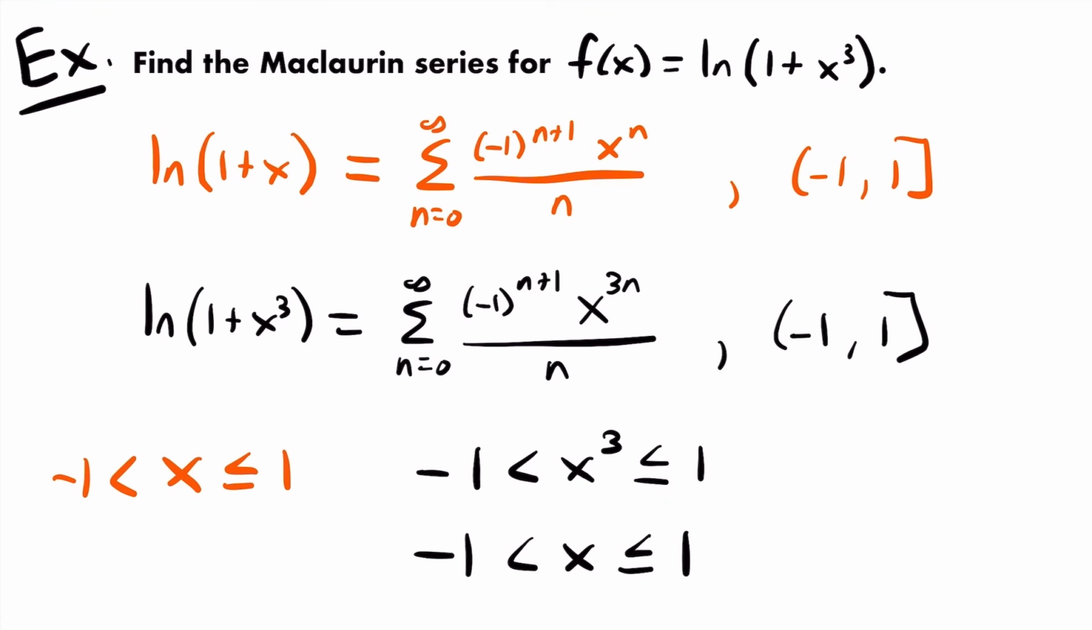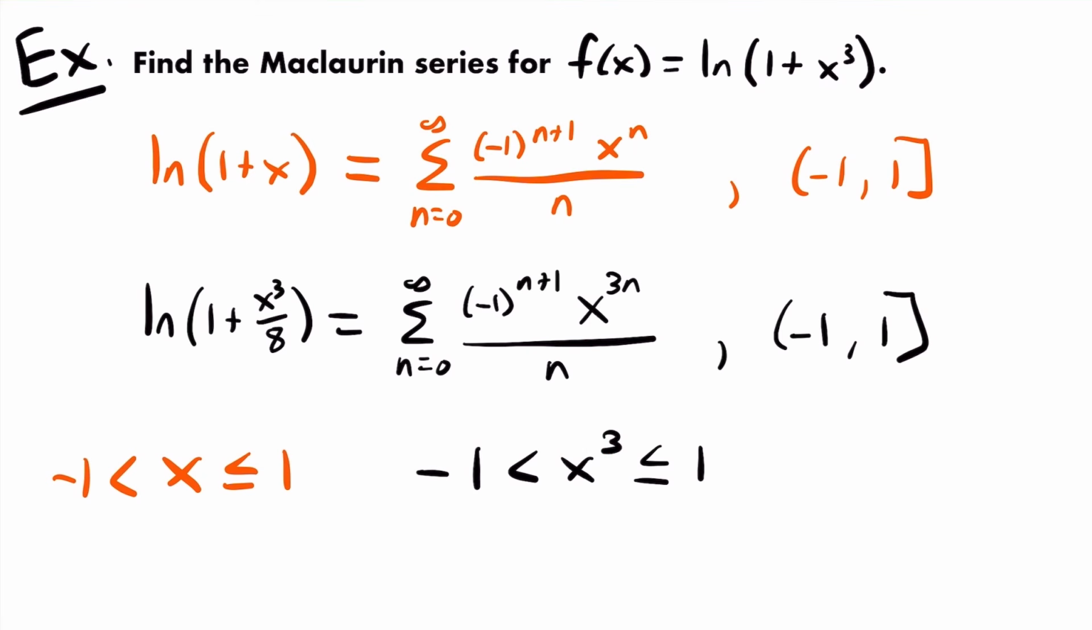However, let's say that instead of having x cubed, let's say that we had the natural log of 1 plus x cubed divided by 8, right? Let's say we had some constant multiple within there as well. Then our interval of convergence is going to change. Because now instead of replacing x with x cubed, we have to replace that with x cubed divided by 8.